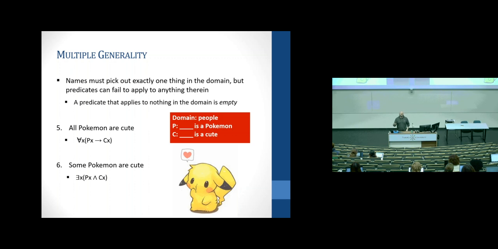Is there at least one thing in the domain that's a Pokemon and cute? No, it's false, right? There's plenty of cute people. Insert your own examples here. No judgment. But unfortunately, Pokemon aren't people. There's nothing that's both a Pokemon and is cute. Cool, so 6 is false.